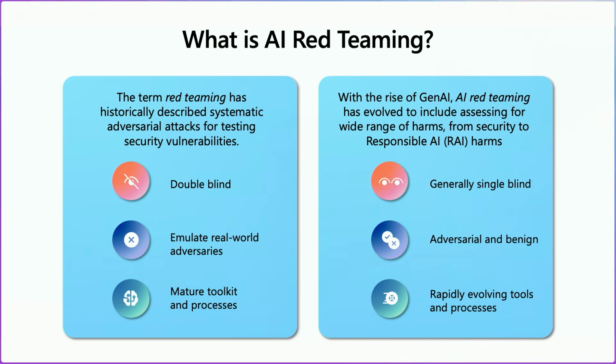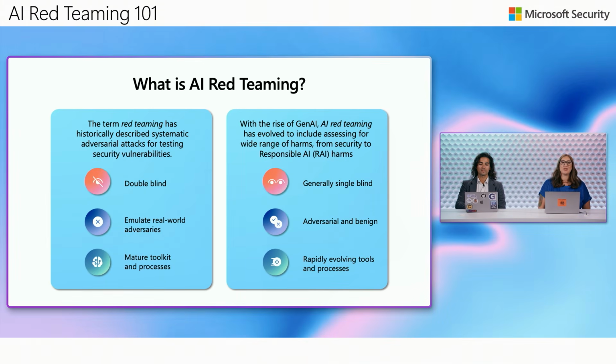AI red teaming, on the other hand, tends to be single-blind. The product team or model owner knows that we're in there and testing, and we emulate both adversarial and benign user personas. We also deal with rapidly evolving tools and processes. Everything is changing very fast all the time, and so this just looks and feels very different from a traditional red teaming operation.